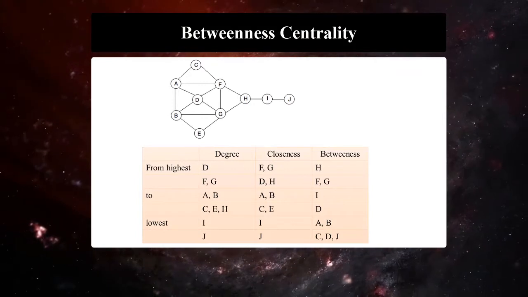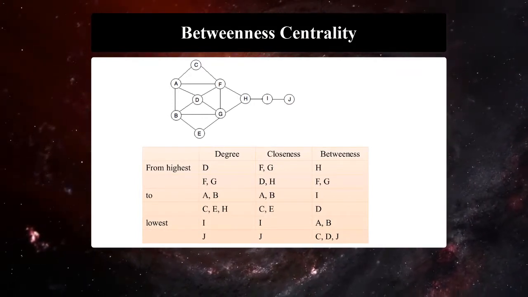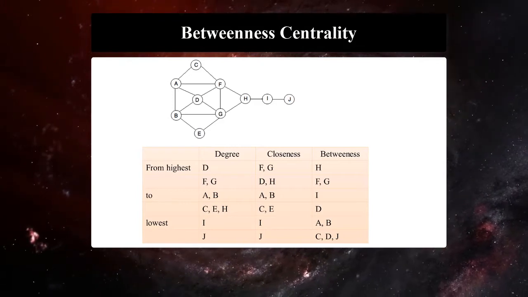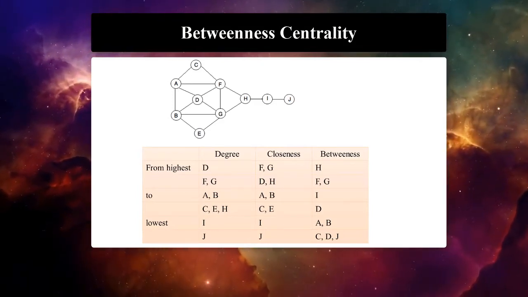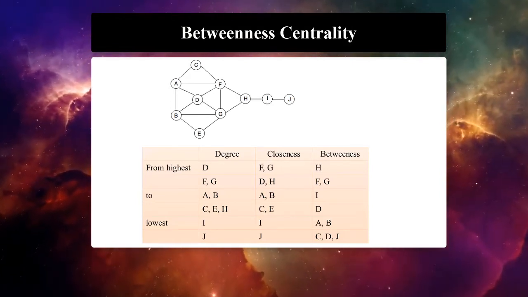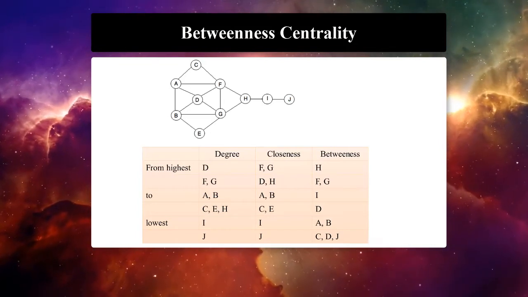Consider this graph. As you can see, based on different centrality measures, different nodes are important. D has the highest degree centrality. F and G have the highest closeness centrality, and H has the highest betweenness centrality.